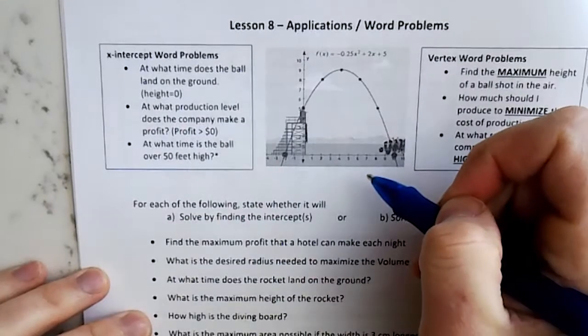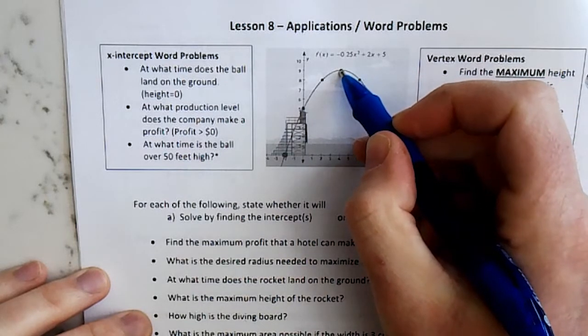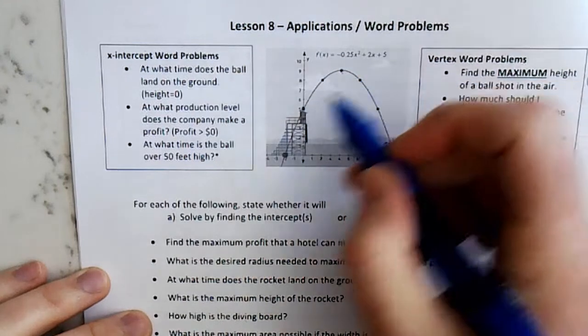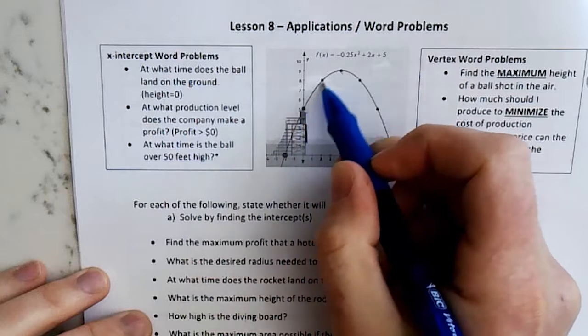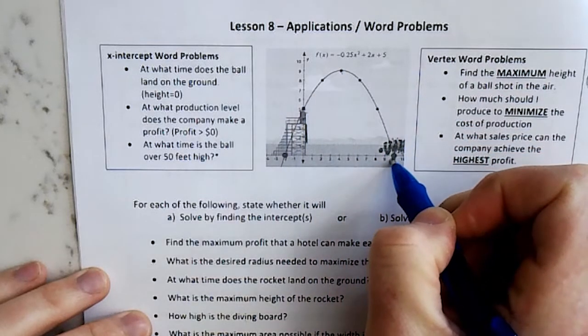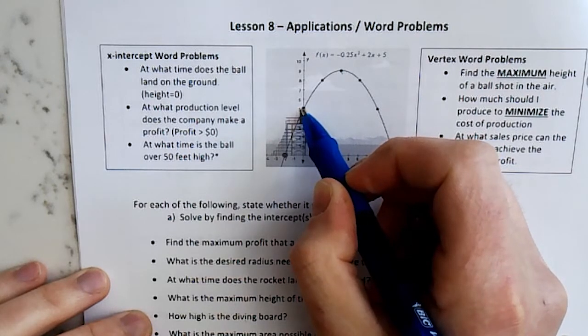It could be the maximum or the minimum of the parabola where it changes direction. This is the highest or the lowest point. It could be an intercept. It could be here. In this case, a ball is shot into the air and lands over here. So the y-intercept is where they start. How high is the ball when it's shot?